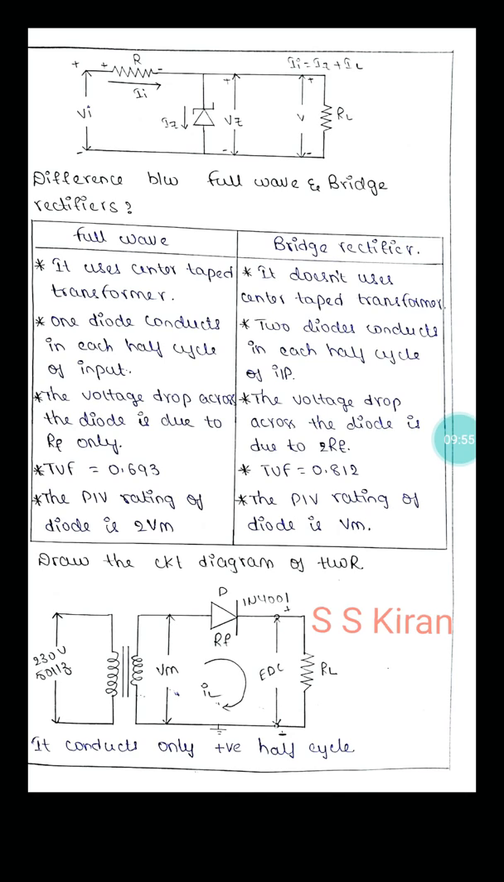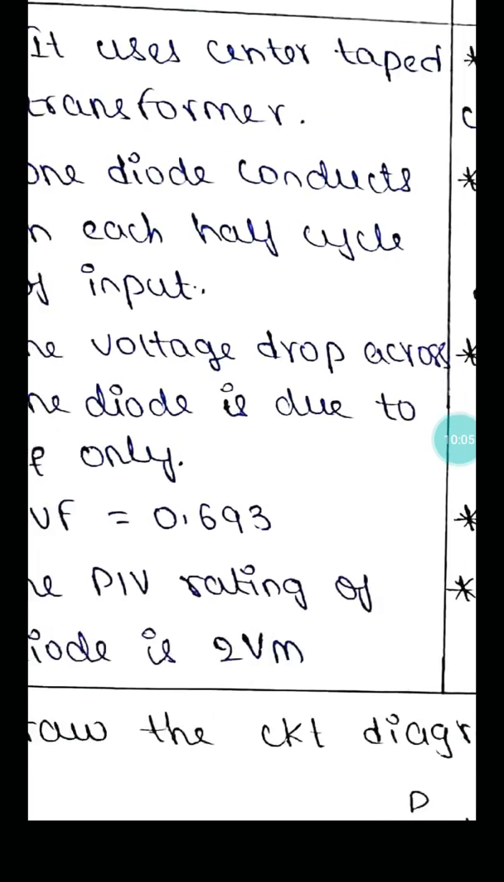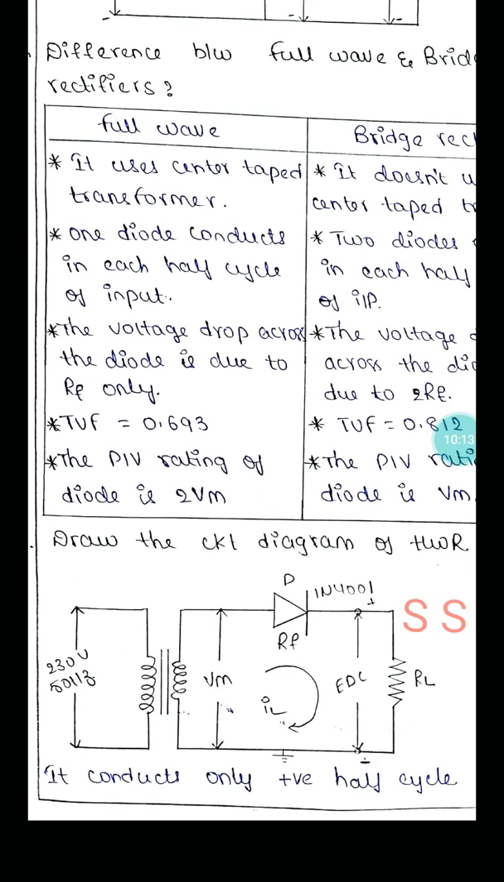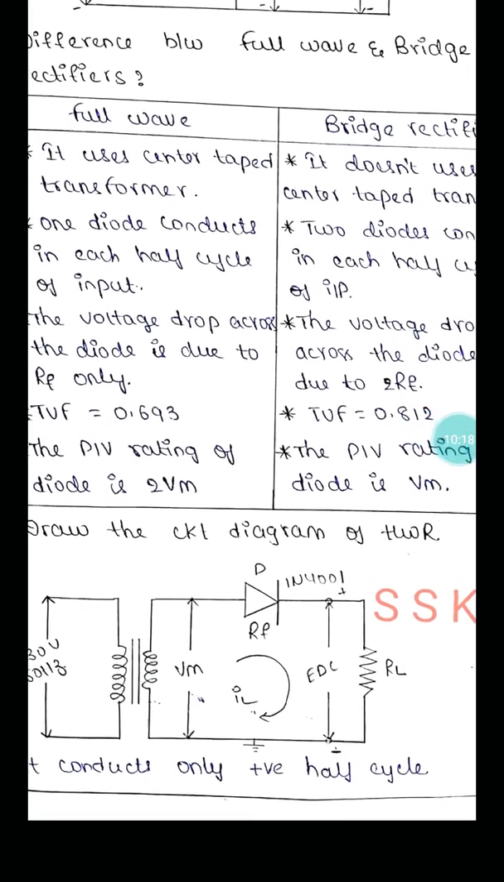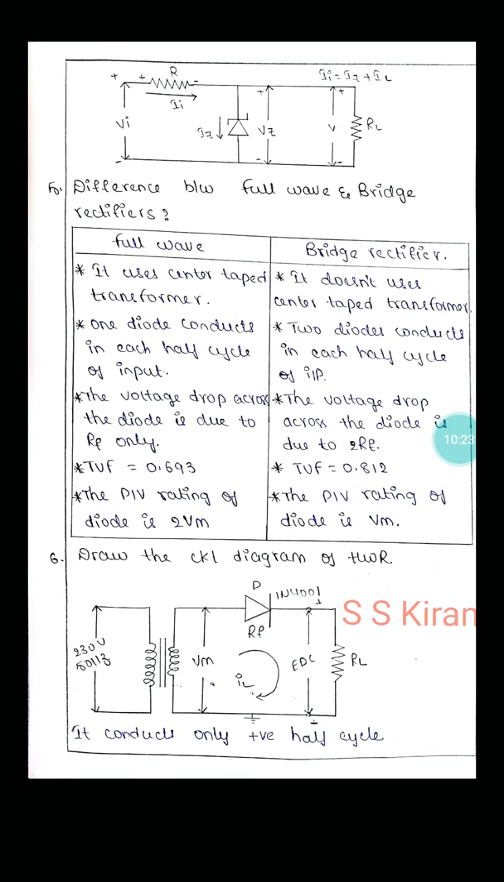Okay, the third point: in the full wave rectifier, the voltage drop across the diode is due to RF only. The very nice point. In the bridge rectifier, the voltage drop across the diodes is due to 2RF. Very good. The TUF, transformer utilization factor, is 0.693 for full wave and 0.812 for bridge rectifier. What about PIV, peak inverse voltage? For the full wave rectifier it is 2Vm. Coming to the bridge rectifier, it is Vm.